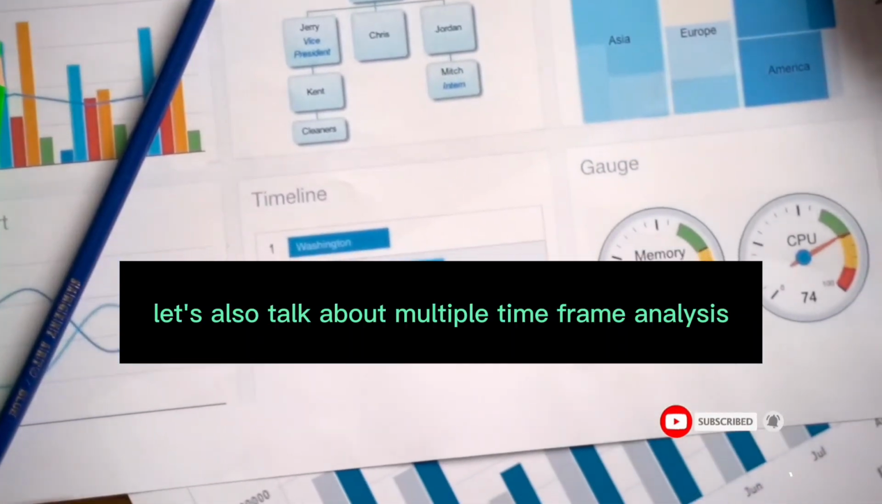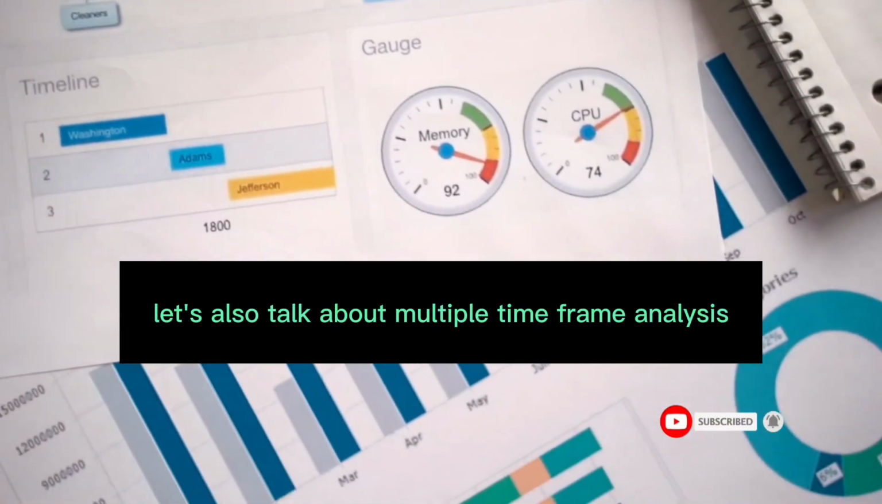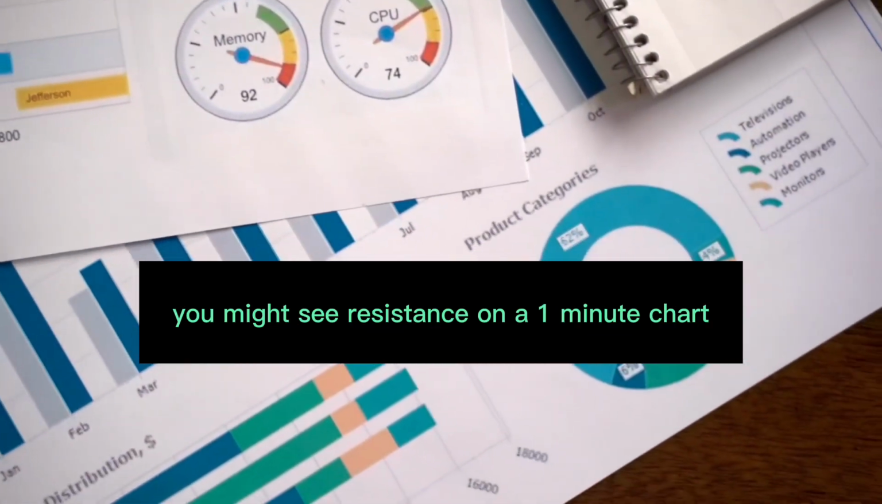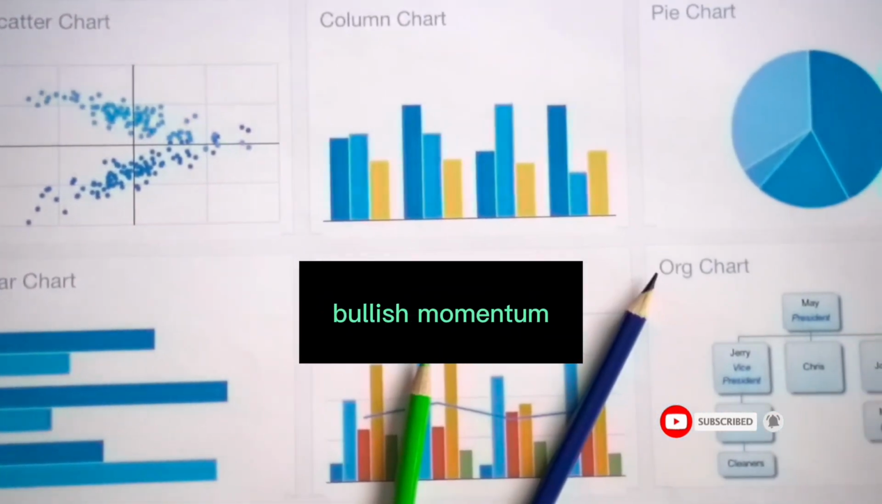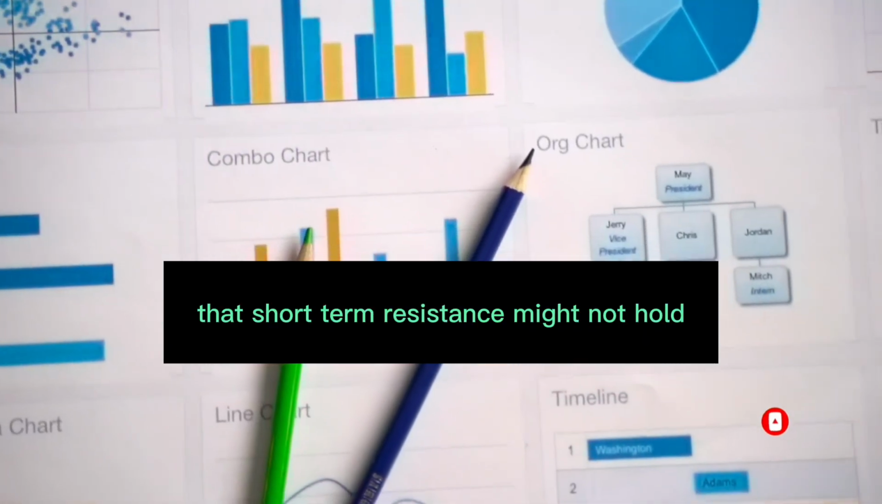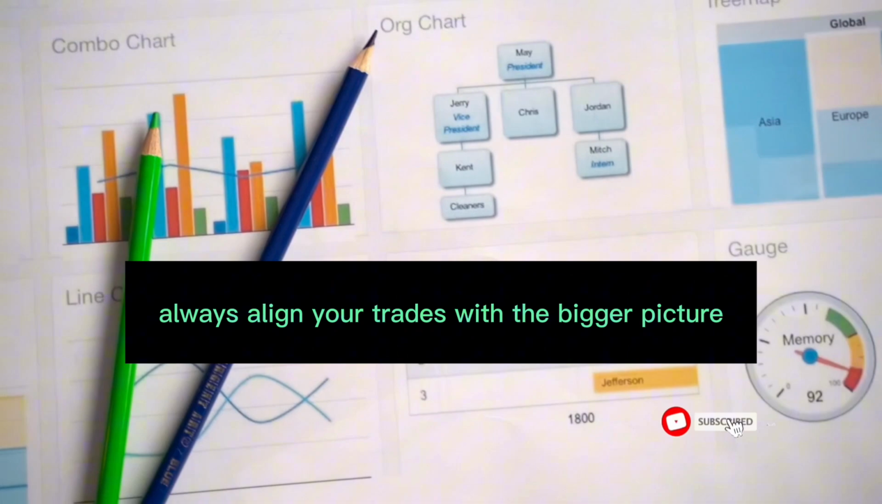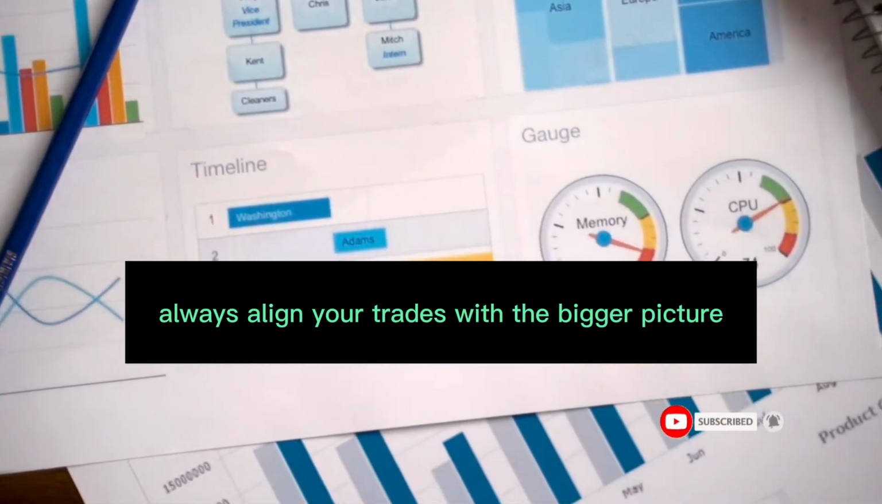Let's also talk about multiple time frame analysis. You might see resistance on a 1-minute chart, but if the 15-minute chart shows strong bullish momentum, that short-term resistance might not hold. Always align your trades with the bigger picture.